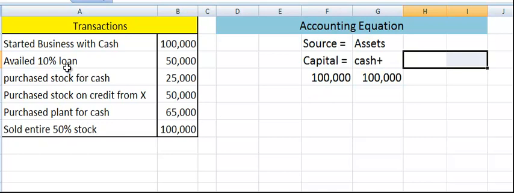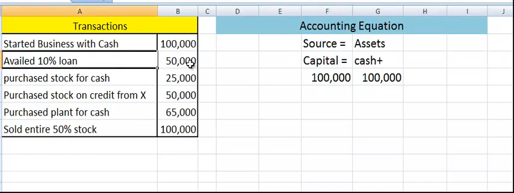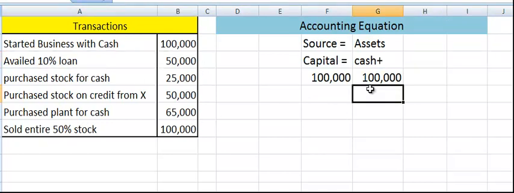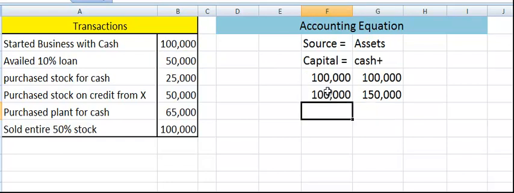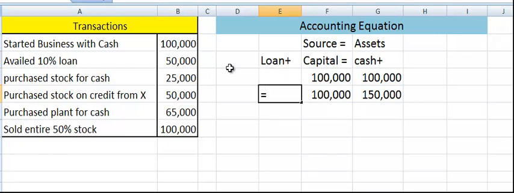The next transaction is that you have availed a loan of 50,000. So as a result, your cash will go up by 50,000, but there is no change in the capital. The cash has gone up, so there is a corresponding change in the source, and that is the loan. As a result, by the end of the second day, you have cash of 150 supported by capital of 100 and loan of 50.